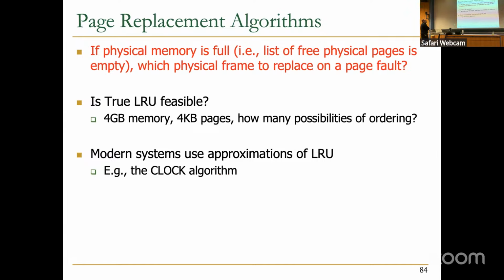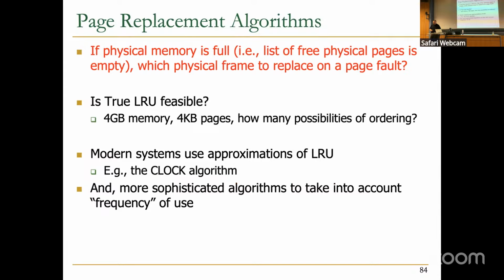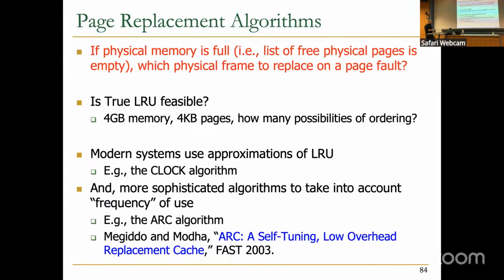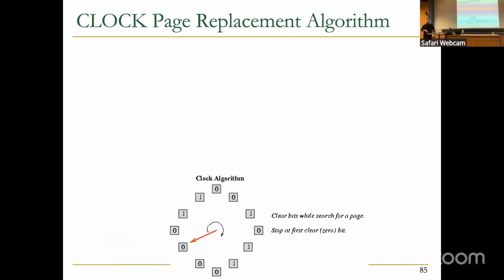And one way to approximate LRU, one of the oldest algorithms, is called clock. There are a lot more sophisticated algorithms. There's clock plus plus, I think. Harsh, how do we call this? Clock plus plus, yes, which also uses the access frequency as a feature to make a decision about which page is going to be replaced. This is called the ARC algorithm as well. It's published in FAST 2003. And I'm going to explain clock very quickly.